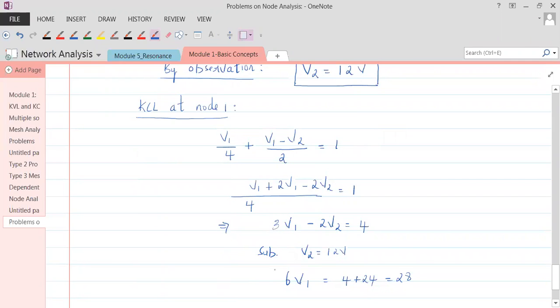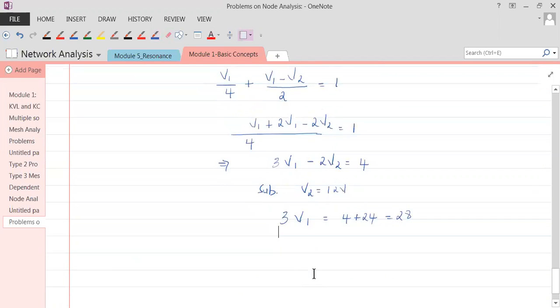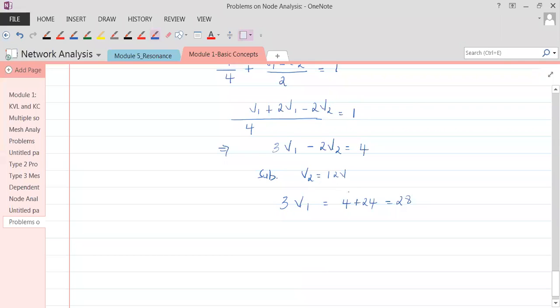So substituting V2, what do we get? It would still be 3V1, right? Now tell me the answer. Anybody with the answer there? V1 would be 9.33 volts. So now we know V2 and V1. So what do we have to do further?